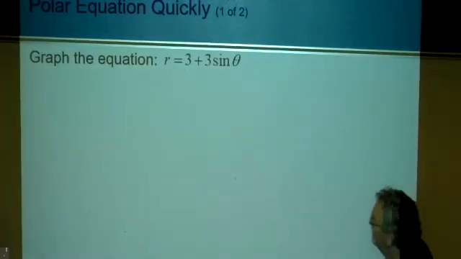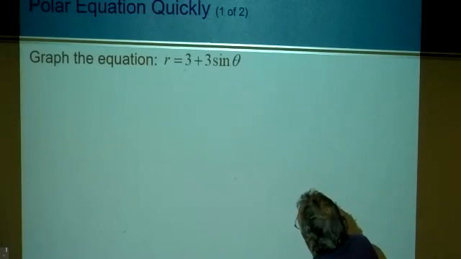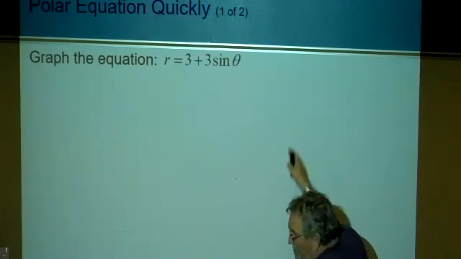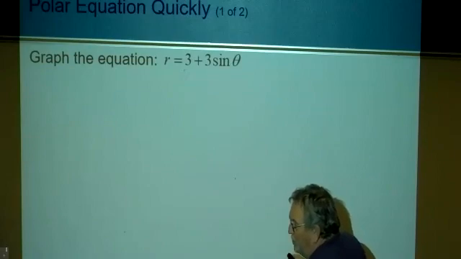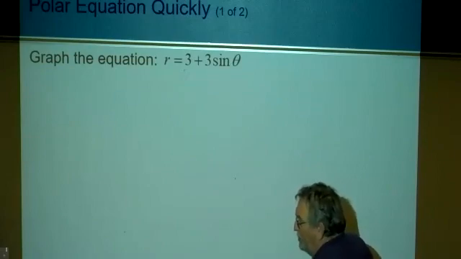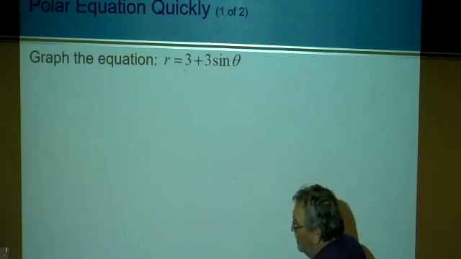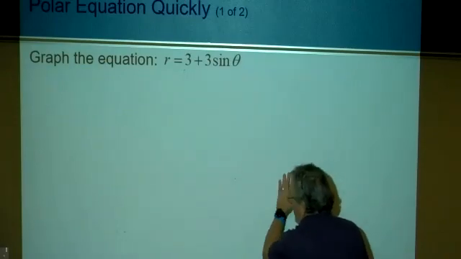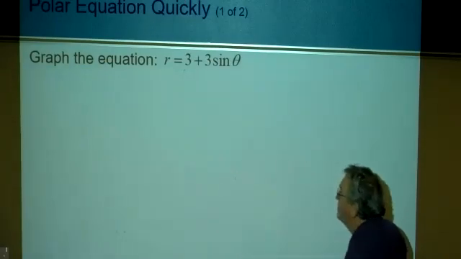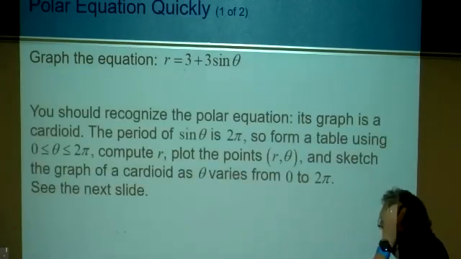I guess they did. And so this is going to be symmetric with respect to the vertical axis. And so you look from negative pi over 2 to pi over 2, and then you just map the image across the vertical axis. Okay.